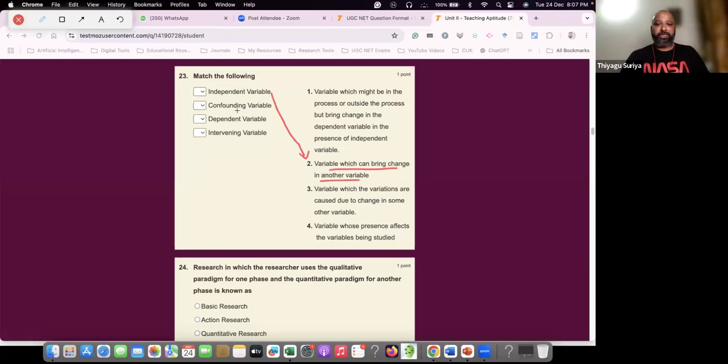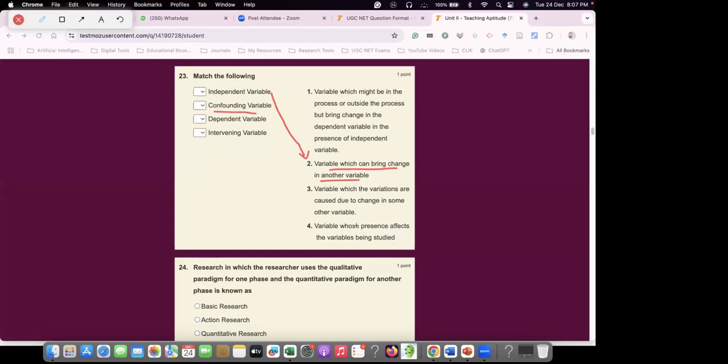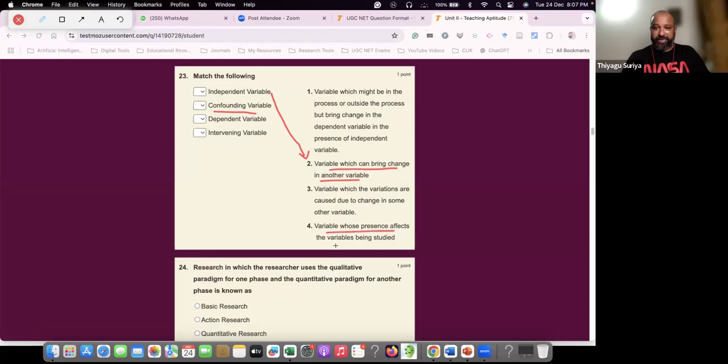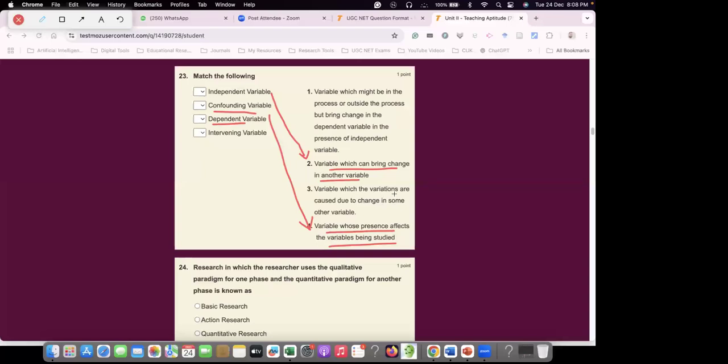What is the confounding variable? The fourth one. The variable which may affect the variable being studied. Correct, it's called a confounding variable. Then, dependent variable: the variable whose variations are caused due to the change in some other variable. Correct.